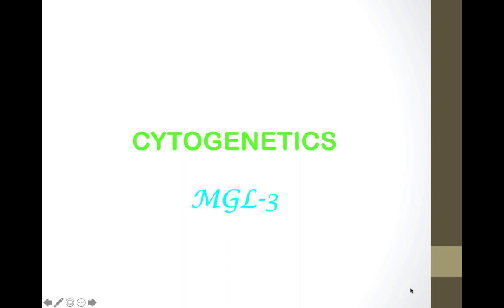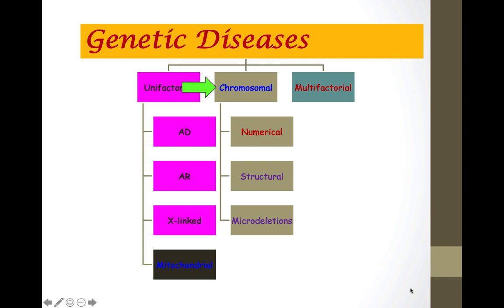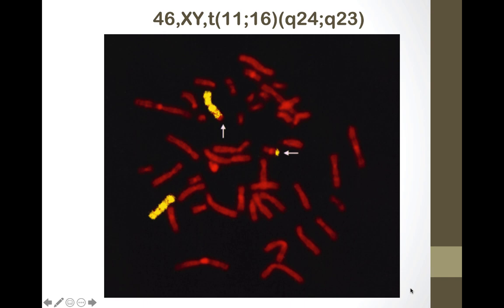Let us start. This lecture is very nice. So we talked about the genetic diseases, abnormalities, single gene defects, and all those. What we're looking at now is the practice of cytogenetics. How can we use laboratory techniques in detecting genetic abnormalities, whether they are single chromosomal disorders?